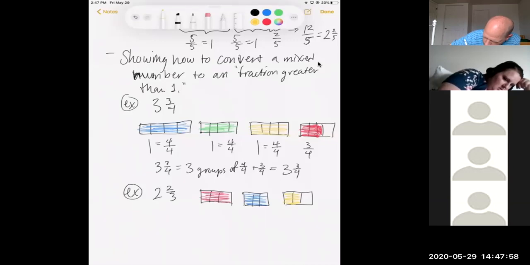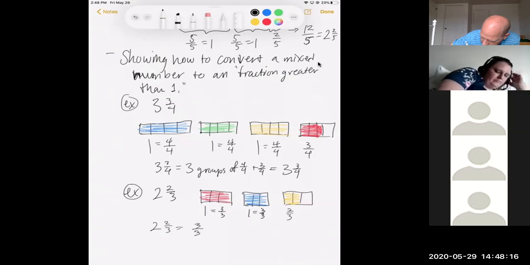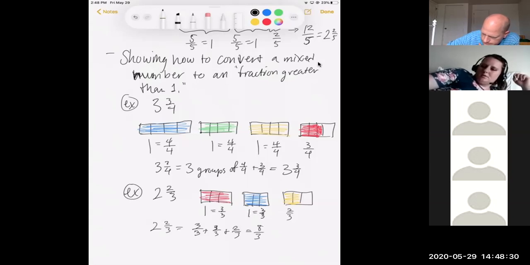So I have 1 whole bar equals 3/3. 1 whole bar equals 3/3. 1 whole bar equals 3/3, but we don't have all of that one. We just have our 2/3 here. So 2 2/3 is equal to, you can also think about it like this, 3/3 plus 3/3 plus 2/3. That will equal 8/3.